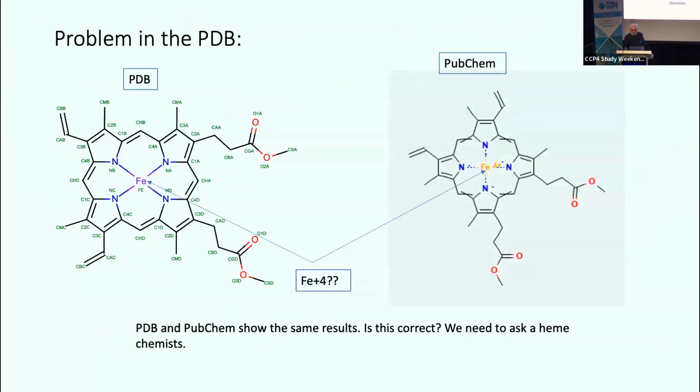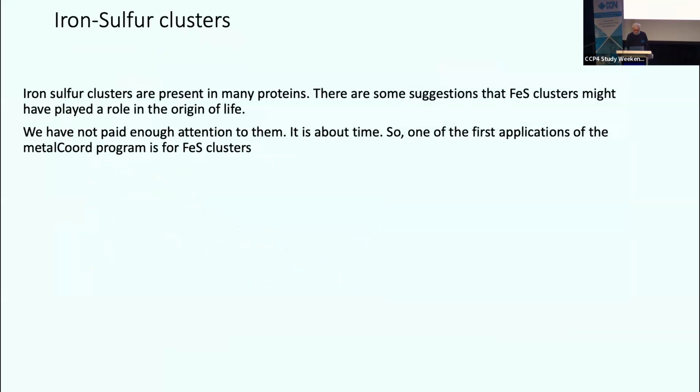Well, that's another example where you have an iron with +4 charge. This is not possible, I think. And the problem with this particular case is that PubChem and the CCD agree, and both of them say +4. So we cannot use PubChem as a validation source, and as a place where we can go and check that our ligand is correct.